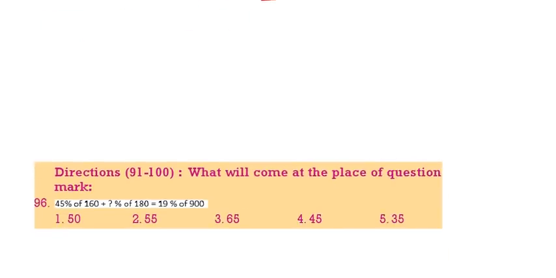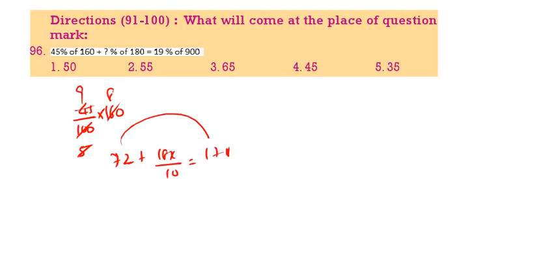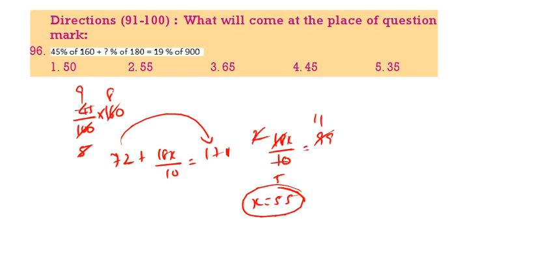Next, 45% of 160. 45 by 100 into 160. That is 72 plus 18x by 10 is equal to 171. First of all, 72 to the other side becomes minus. So 18x by 10 is equal to 99. 9 2s, 9 11s, 2 1s, 2 5s. X value 55. 2 is the correct answer.